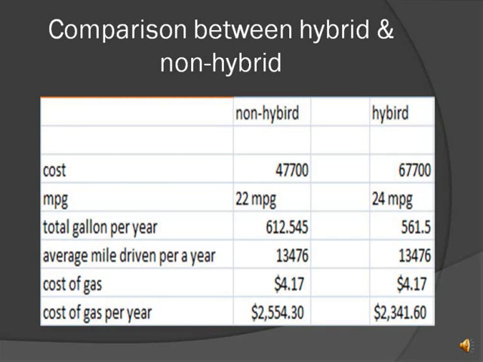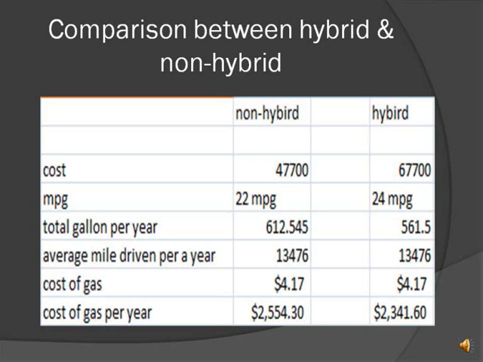Now for our project, we have been asked to pick a two-car model from the same manufacturer, and one of them should be a hybrid and the other one should be non-hybrid. So we chose the Porsche Cayenne, and they had both the hybrid model and non-hybrid model, and we took the cost of each one. The cost of the non-hybrid was $47,700, and the cost of the hybrid model was $67,700, a difference of $20,000. We then found the average miles per gallon for each one.